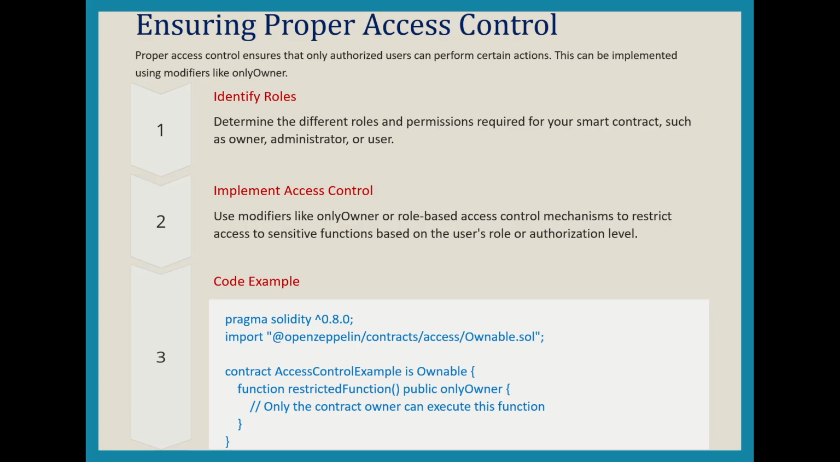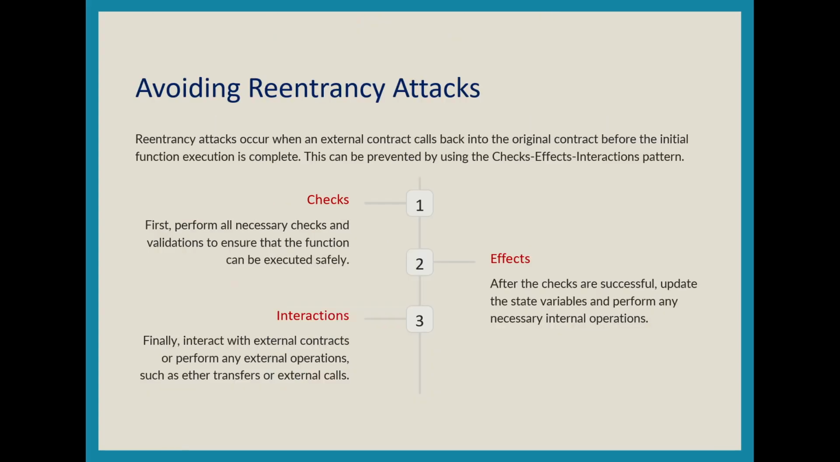The use of the onlyOwner modifier will be shown in the next function, which is the restrictedFunction. This defines a function named restrictedFunction. The onlyOwner modifier restricts access to this function so that only the owner of the contract, the account that deployed the contract, can execute it. This helps enforce access control, ensuring that sensitive functions are only called by authorized parties, right? So let's move to the next one.